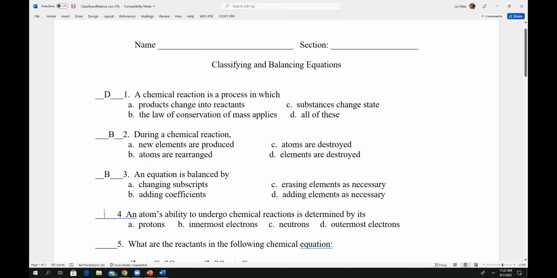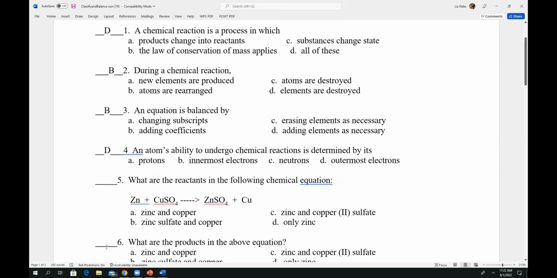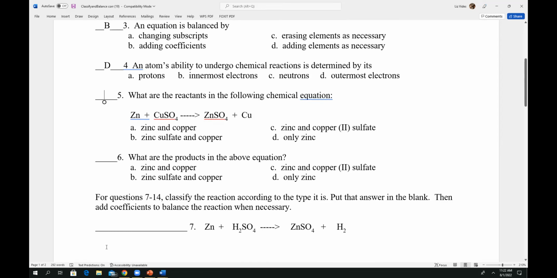So an atom's ability to undergo chemical reaction is due to its outermost electrons. That's why we learned how to find the valence electrons, which is what that is. What are the reactants in this equation? Okay. Reactants are on the left, remember, so zinc and copper 2 sulfate, so C. And the products are zinc sulfate and copper, so it's just B. All right, so that's that one.